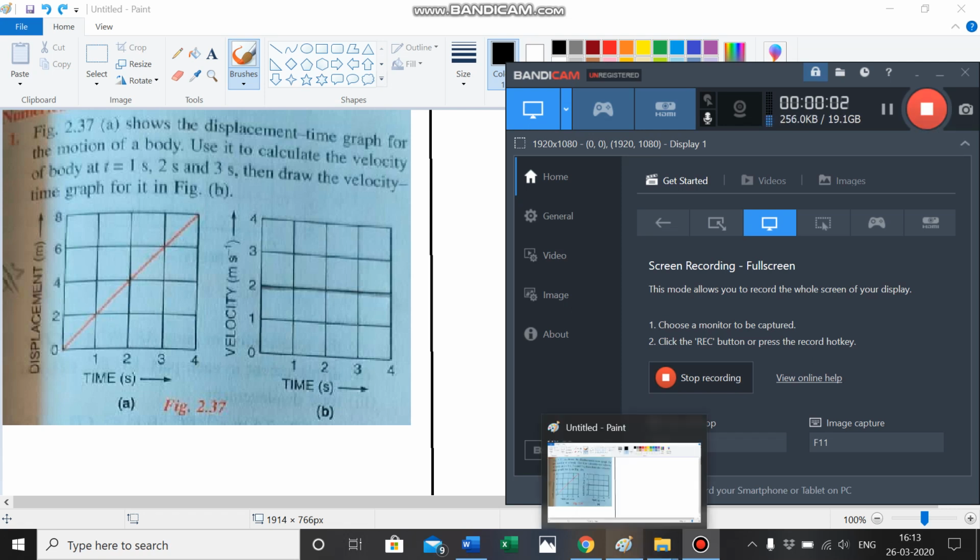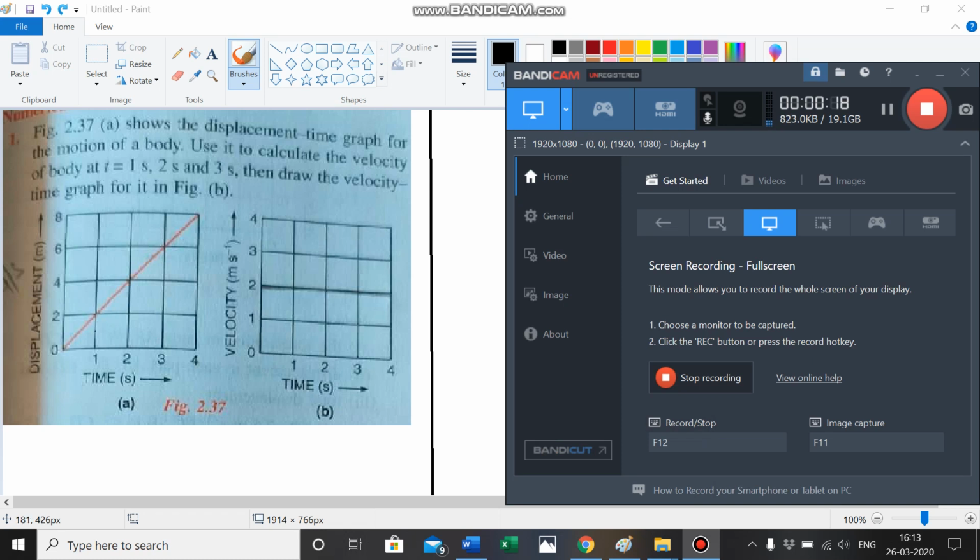So we are solving numericals for the second part of the chapter, which is motion in one dimension. This part relates to the graphical representation of motion in one dimension. So this is question number one. Let's look at the question. This figure shows the displacement time graph for the motion of a body. Use it to calculate the velocity of the body at t is equal to 1. So this is t is equal to 1.